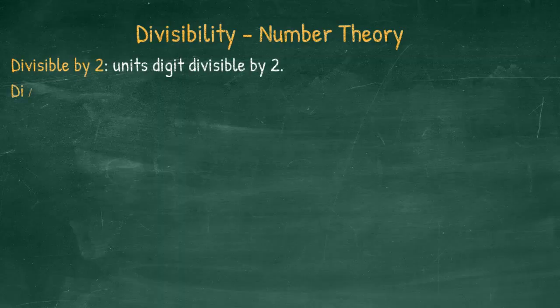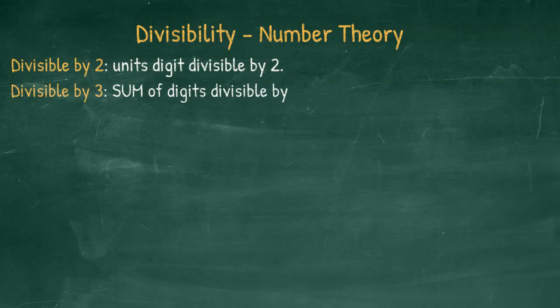Divisible by 2, you should know. That's if the units digit, that last digit, is divisible by 2. So, 0, 2, 4, 6, and 8. Divisible by 3, you may not be as familiar with. You sum up all the digits in a number, it could be a very large number, and if that sum is divisible by 3, then the original number is divisible by 3.